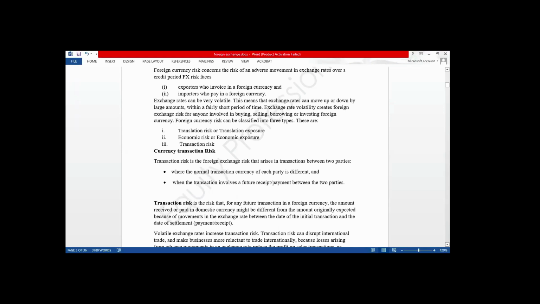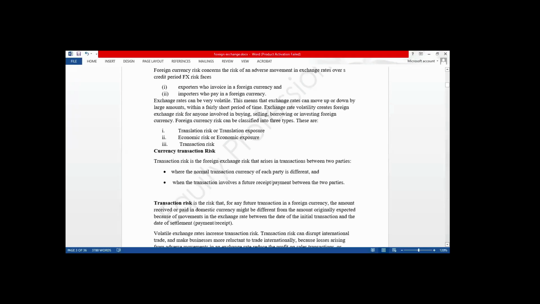What is transaction risk? Transaction risk arises in foreign transactions between two parties where the normal transaction currency of each party is different. Transaction risk happens because the normal transaction currency of the parties is not the same.